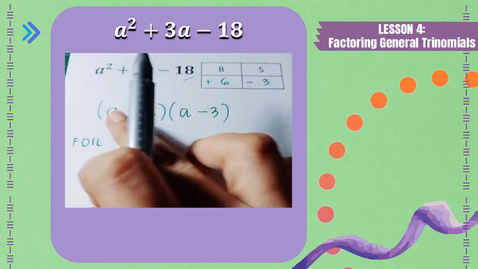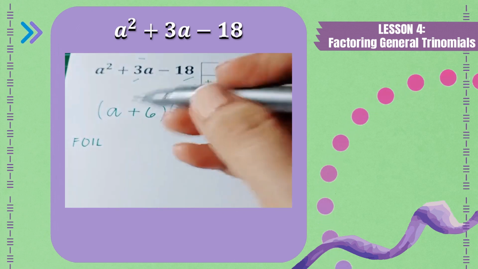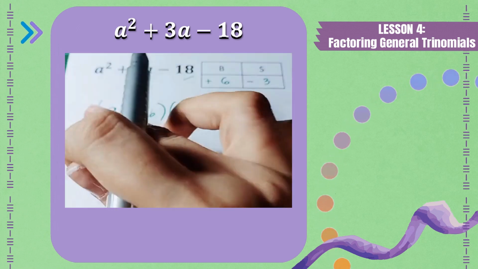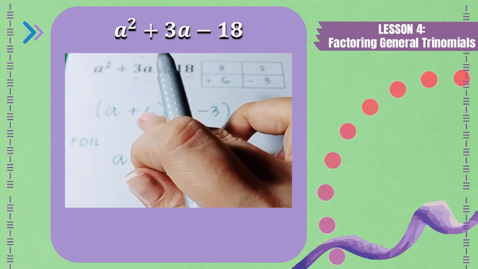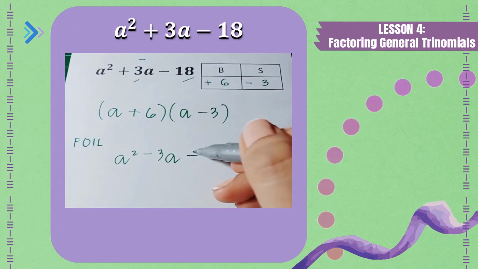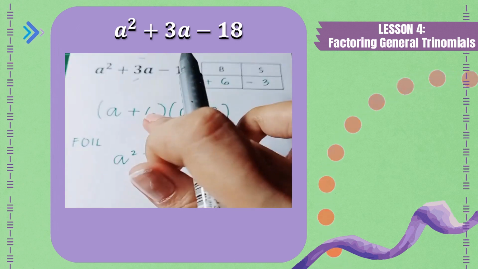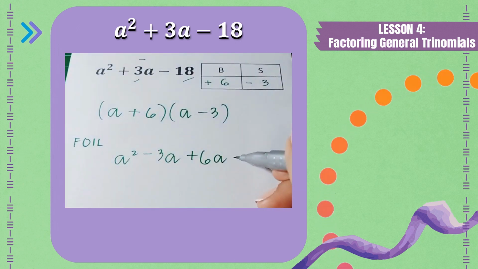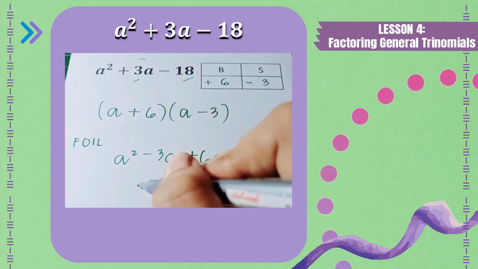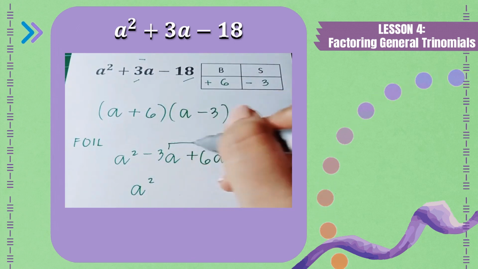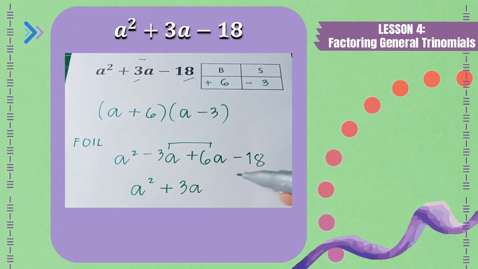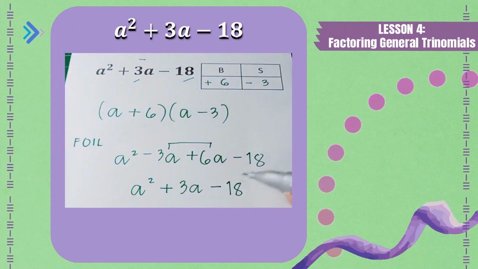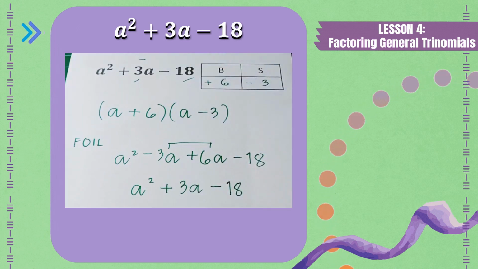So, first terms, we have a squared. Outer terms, we have negative 3a. Inner terms, we have positive 6a. Then, last terms, we have negative 18. So, we have a squared. Combining similar terms, we have positive 3a minus 18, which is our original trinomial.